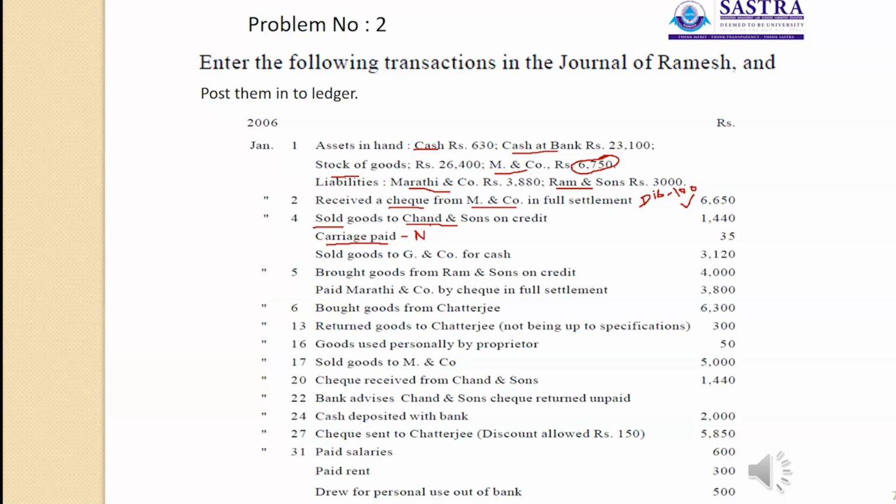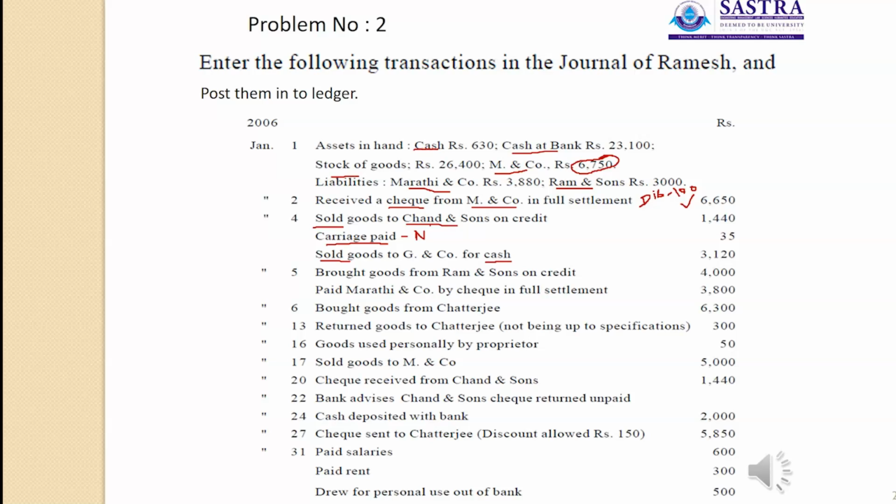Then sold goods to GN company for cash. So this is a cash transaction. Cash account and another one is sales account. Cash and sales both are real accounts. So cash account will be debited and sales account will be credited.